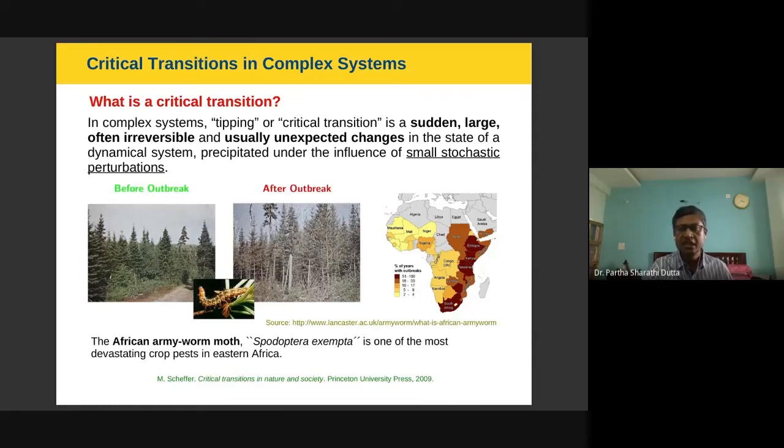So in the right hand side, I have this figure. You can see in a large region of Africa, there are chances of 51 to 100%. So almost every year, there are these sudden transitions. So this is one nice example of a critical transition. And below is a fantastic book written by Martin Scheffer, which introduces the subject of critical transitions. Critical Transitions in Nature and Society is a book published by Princeton University Press.